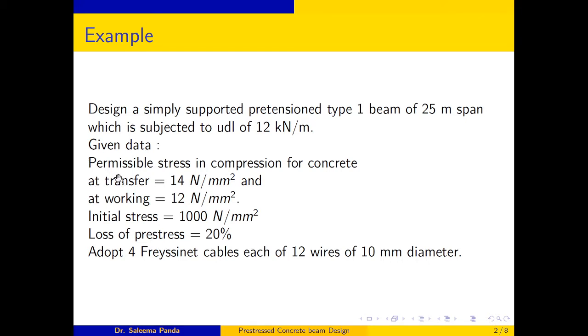The data is given: permissible stress in compression for concrete at transfer is 14 Newton per mm square. At working, it is 12 Newton per mm square. The initial pre-stress is 1000 Newton per mm square. Loss of pre-stress is 20%. We have to add 4 Freyssinet cables, each of 12 wires of 10 mm diameter. Okay, these are the given data.